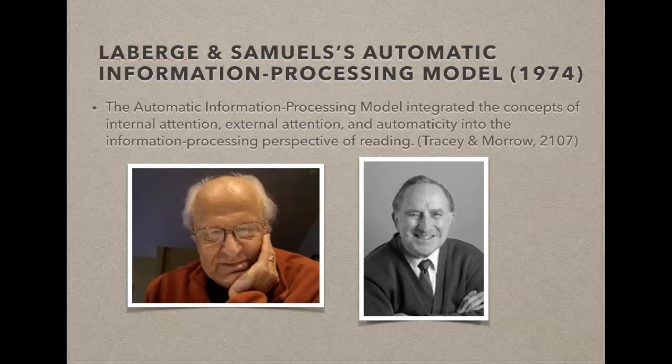LaBerge and Samuel's automatic information processing model is the second bottom-up information processing model that we'll be talking about. The automatic information processing model integrated the concepts of internal attention, external attention, and automaticity into the information processing perspective of reading. The LaBerge and Samuel's model is a bottom-up model because it explains cognitive processing of information during reading from lower order to higher order level stages, while highlighting how attention and automaticity affect reading comprehension.